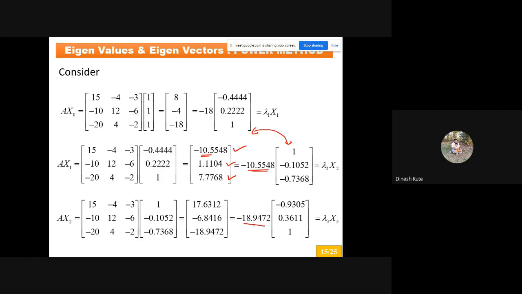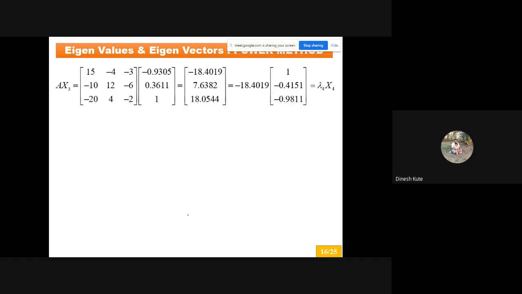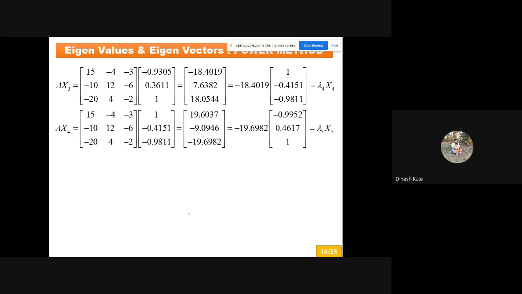Minus 18.947, that we need to take common. Here you will get lambda 3 and x3. Again check this difference. Orally you can check this difference. So it is 1, it is minus 0.9305. Still that difference is large. You have to go for the next iteration also. AX3 is your third iteration, AX4 your fourth iteration.